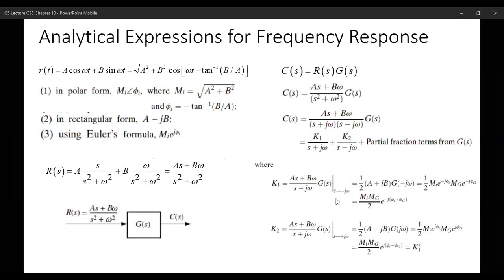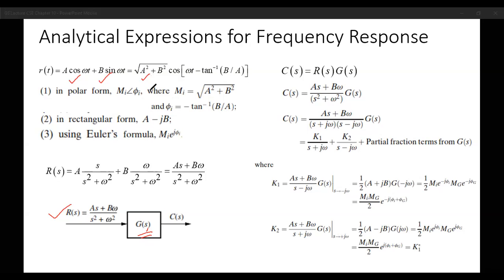Now, analytically, what is meant by the frequency response? Analytically means mathematically, what we can find out about a frequency response. For that, as you can see here, for a particular system G(s), we are applying the input, which will give us the forced response. The input, we're just assuming, is A cos theta plus B sin theta, which can be represented in phasor form like this.